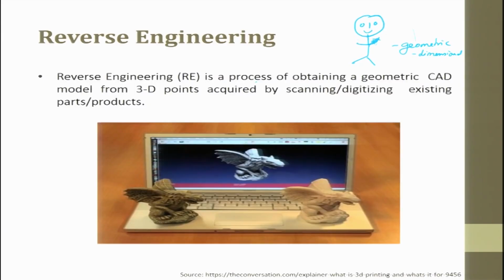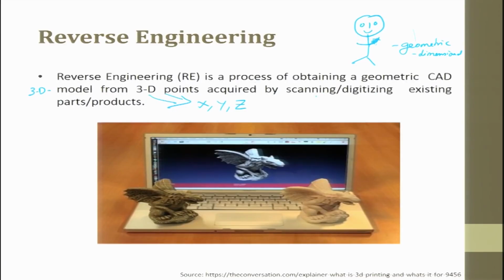It is a process of obtaining a geometric CAD model. When I talk about a geometric CAD model, we always talk about a 3D model only, because for 2D you have to do it in isometric, cut and paste, and then try to get a 3D, or if you can directly draw a 3D model, it is good. A 3D model from 3D points. That means the points, whatever you get, will be in x, y and z, 3D points, acquired by scanning or digitizing.